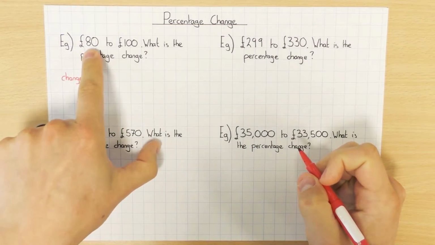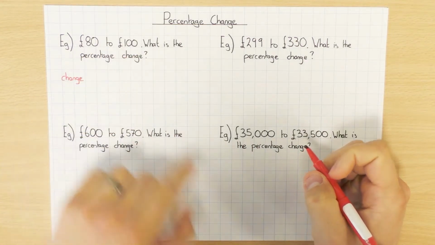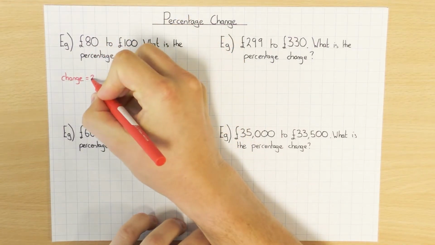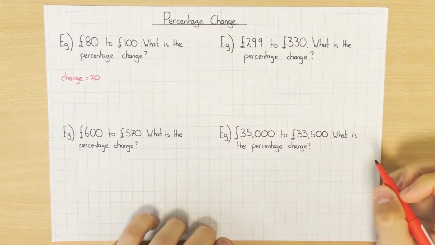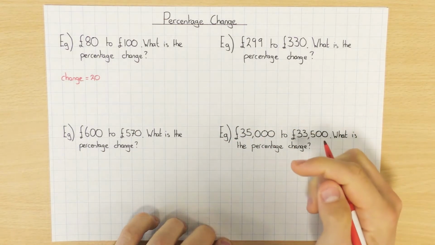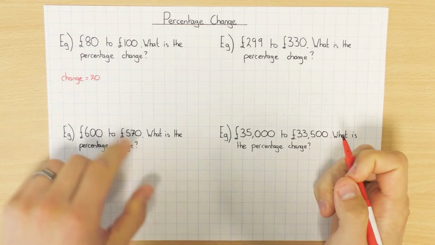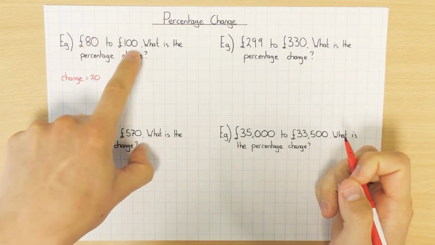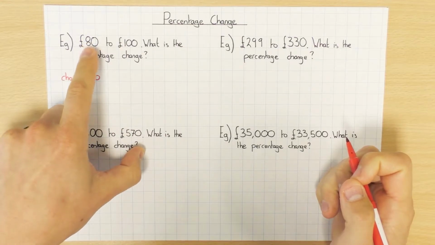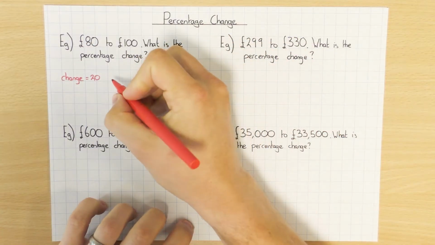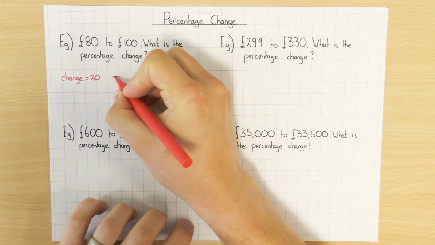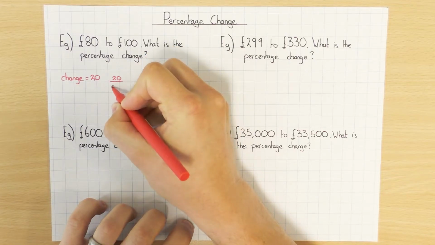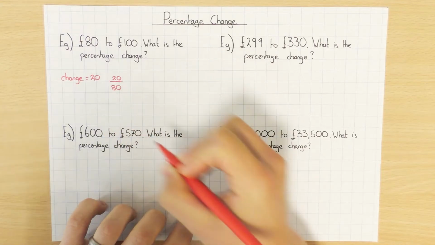So here I have £80 and that's changed to £100. We can obviously see that the change there is £20, but I'm just going to put 20 for now. Once we know the change, we need to see what it was originally. Originally this was £80 and then it's changed to 100, so it's the original value that I want. All I'm going to do is say the change is 20 and divide that by the original, which we said was 80.